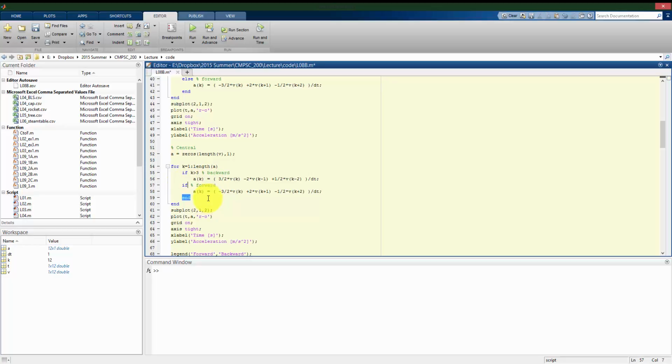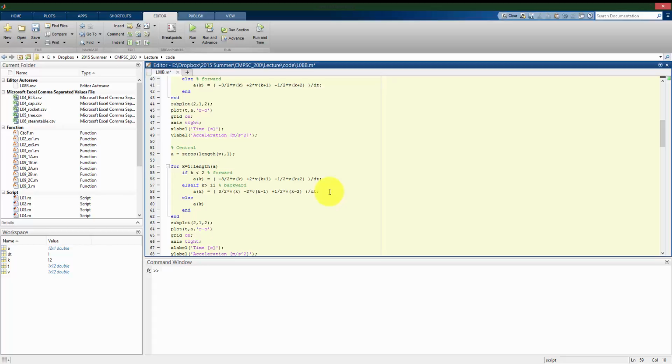So if k is less than 2, I have to use forward differentiation. Else if, then I have to use backward differentiation once I get to the last point. So when k is greater than 11, I can no longer use central differentiation. So this is new. Otherwise, I can use central.